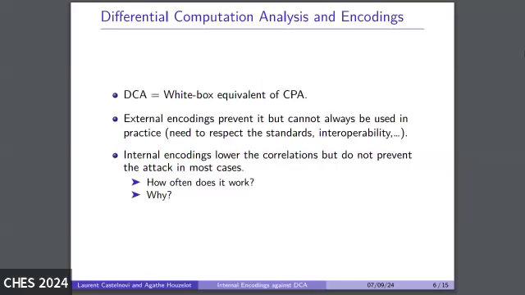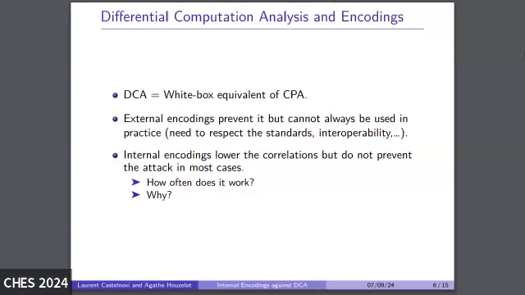So in order to perform this attack, one needs at least the knowledge of the plaintext or the ciphertext, so external encodings really prevent it. But this is not really an issue in practice for adversaries, since, as I said, external encodings are often set to the identity in order to respect the standards and for interoperability reasons.